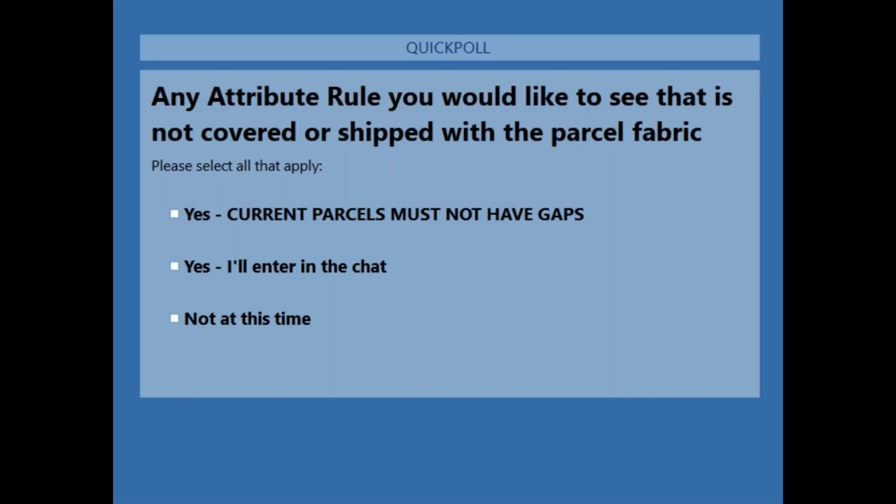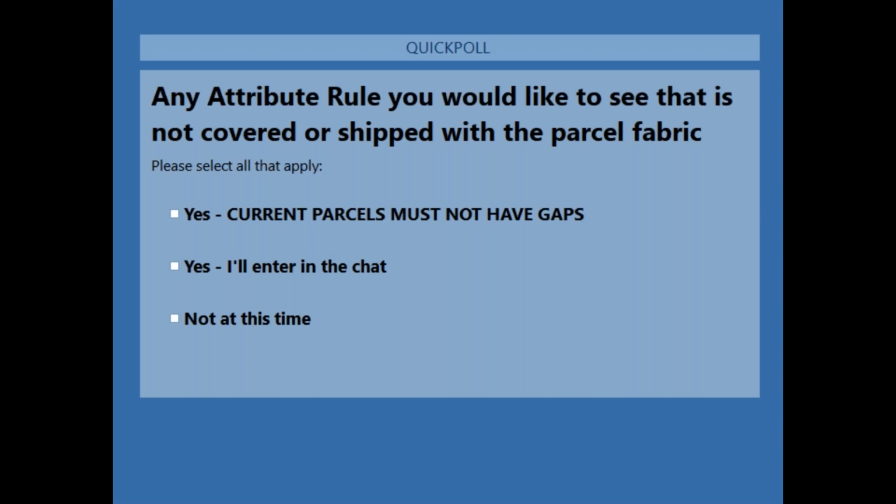And then our final question today is a multiple choice, please select all that apply. This is difficult since I'm the presenter. I have a tiny little box here trying to read these things. Any attribute rule you would like to see that is not covered or shipped with the Parcel Fabric? So the answers here, we've got yes, there are attribute rules that you'd like to see that aren't covered. It's multiple answers in this case.